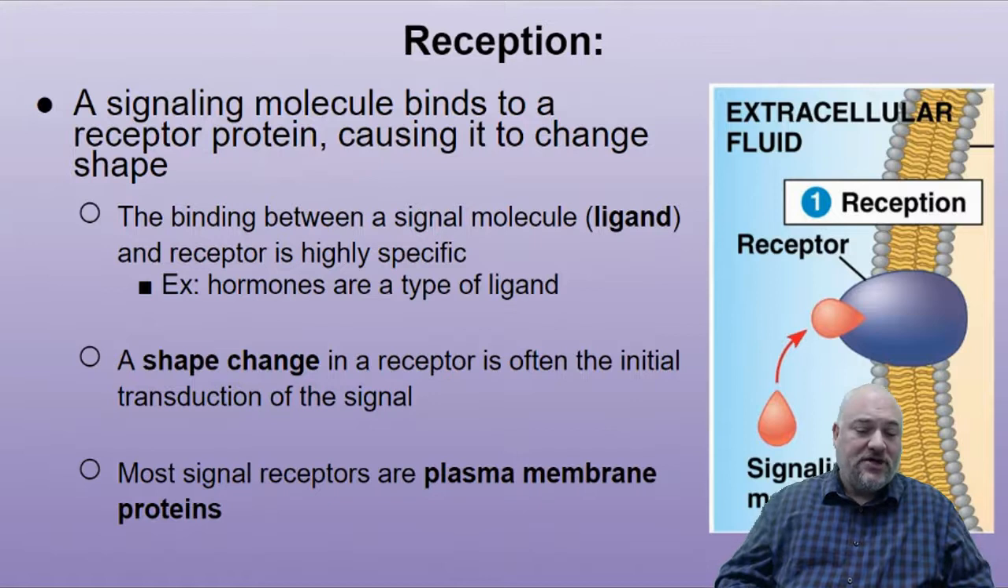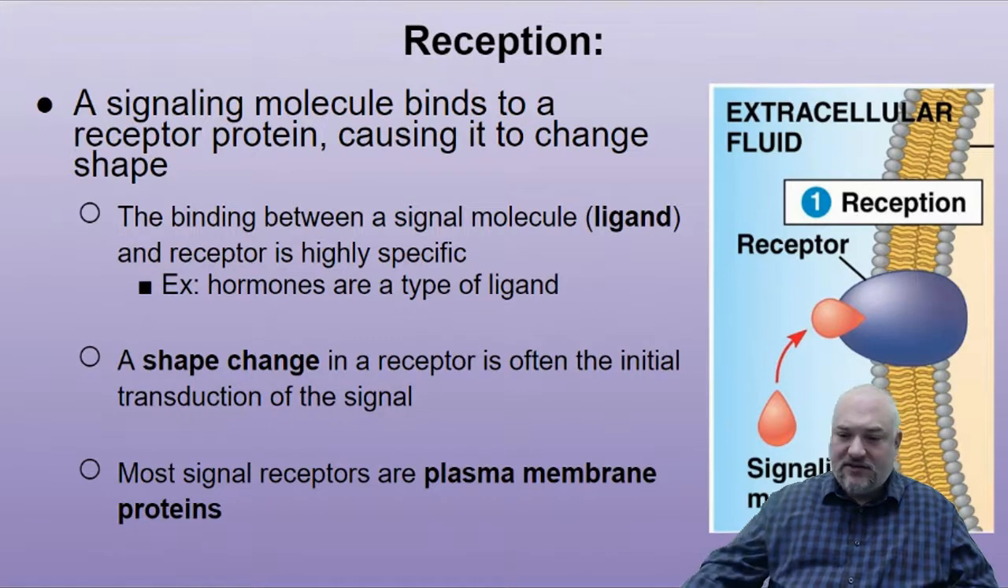Okay. A shape change in the receptor is often the initial transduction of the signal. So this binds here and it causes a change in shape on this end of the molecule inside the cell. That's how you get the signal from the outside to the inside. The ligand doesn't travel inside, but it causes this transmembrane protein to change shape on the inside. And so most of those signal receptors are plasma membrane proteins.